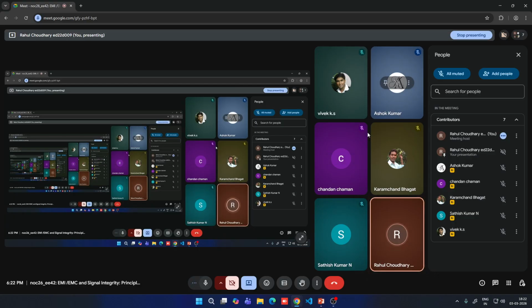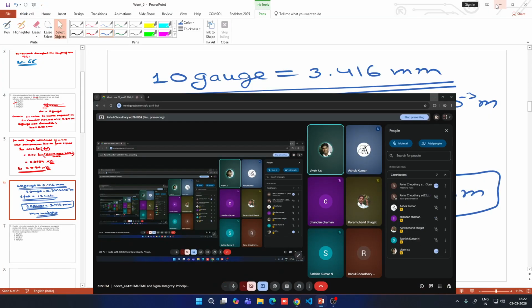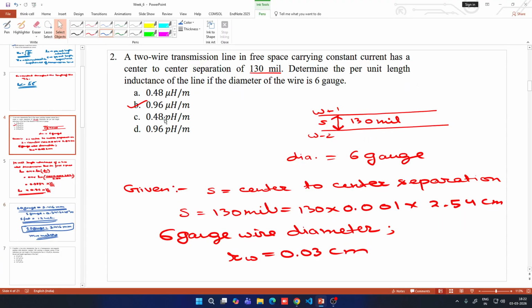Is it clear, Vivek? So the gauge's diameter, is it diameter or radius directly? No, gauge is a unit. So on its own, it doesn't mean this is the diameter or radius. Here it is given, right? Diameter of the wire is 6 gauge. Then since 6 gauge is the diameter, we have converted into RW. RW is the radius of the wire, so whatever value comes, we have to divide it by 2. So 6 gauge is not the radius here, it is the diameter, but this RW is the radius.